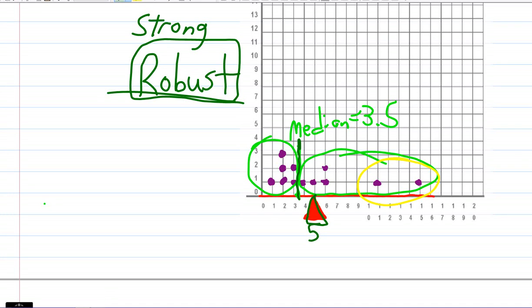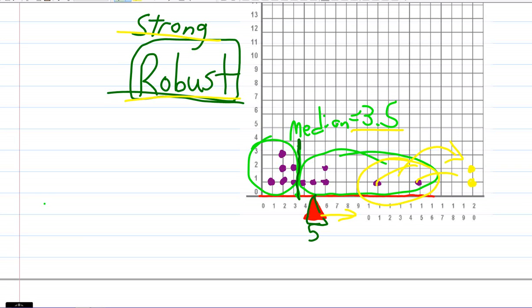Let's take an even more extreme case. What if we were to move those two, the 11 and the 15, and now they were both 20s in our data set? Think about what will happen to the mean. Well, that's going to pull the average up, maybe to 6 or 7. What's going to happen to the median if we were to move these points to the right? Nothing happens to the median. There's still going to be 6 dots to the left of 3.5 and 6 dots to the right of 3.5. The median will not change. That means it's strong. That means it's robust. A few weird numbers, a few outliers, do not affect it.